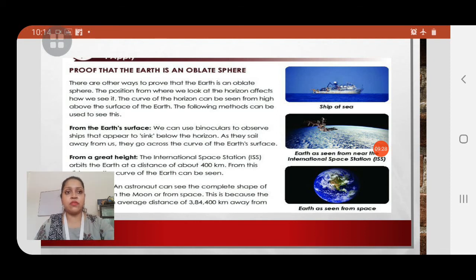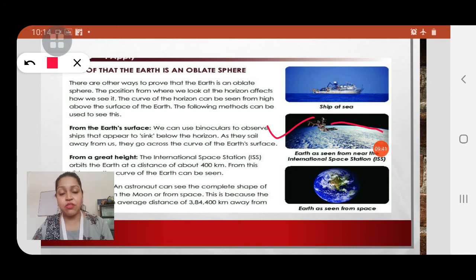This is the picture which is taken from the space station, and this shows that the earth is curved. You can see the curved surface. The space station is not very far away from us. It's only 400 kilometer, and from 400 kilometer this curved surface of the earth can be seen.